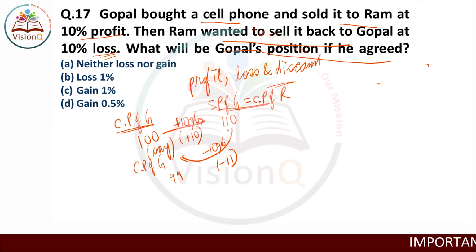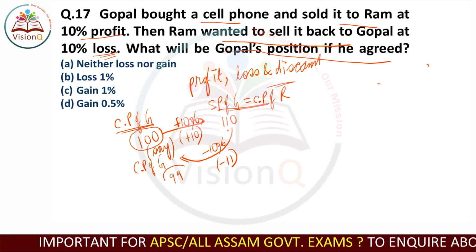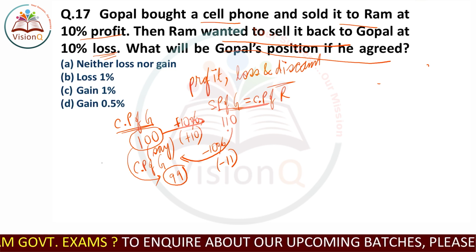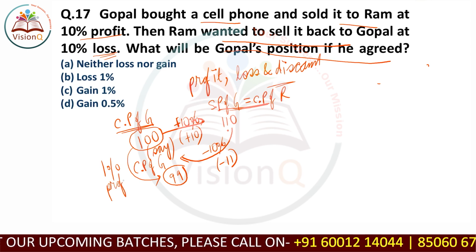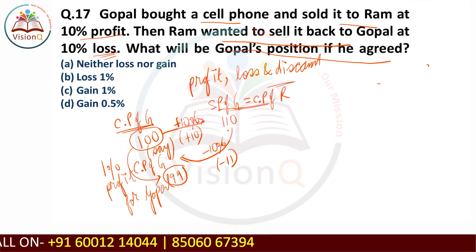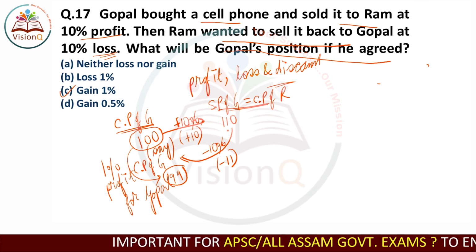Now, what will be Gopal's position if he agreed? Initially Gopal had purchased the phone for 100 rupees, but now he is purchasing the same phone for only 99 rupees. So from 100 to 99, he will be obtaining a profit of 1% for Gopal.